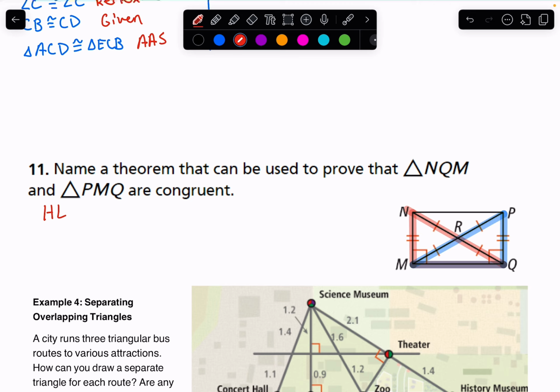But that's not all, right? I look at the shared side and I say, well, what other sides are congruent? The shared side, the vertical sides, and the hypotenuses are congruent. So this could be side, side, side congruent.